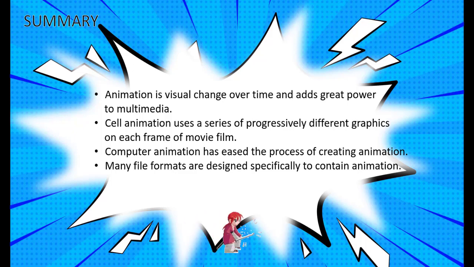As a summary for today's topic, animation is a visual change over time and adds great power to multimedia. By using animation, the object becomes alive and attracts users to focus on the presentation. There are two techniques to create animation, which are cell animation and computer animation. Cell animation uses a series of progressively different graphics on each frame of movie film, while computer animation has eased the process of creating animation.